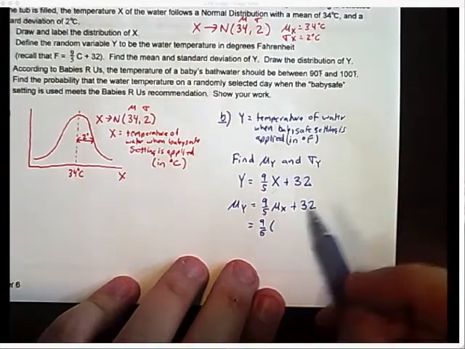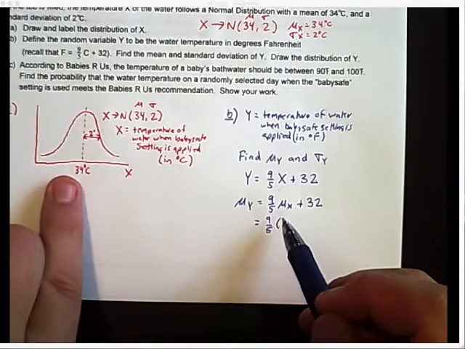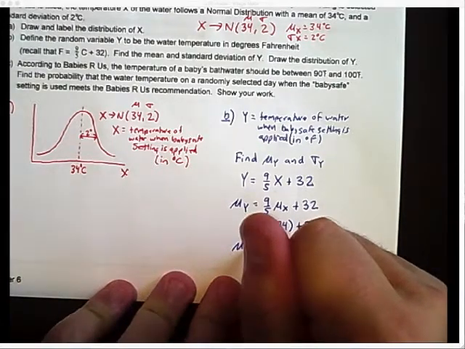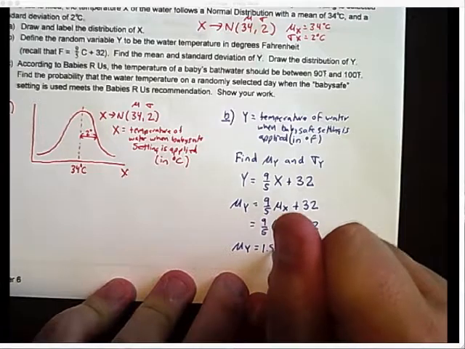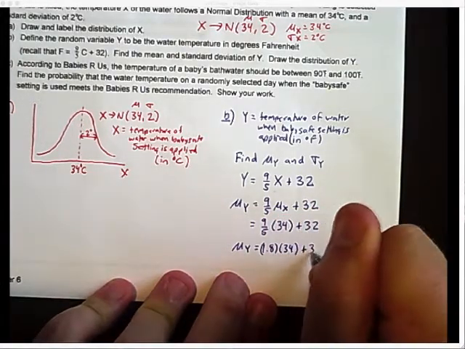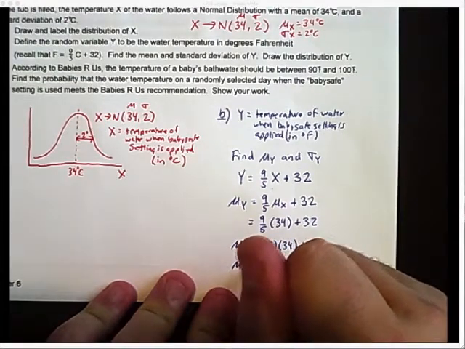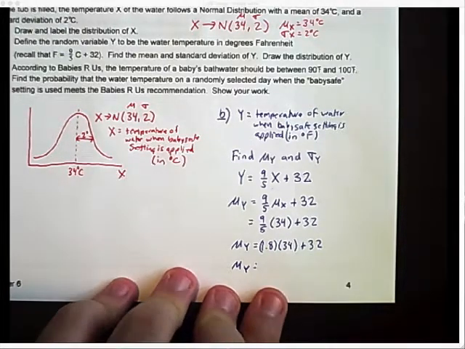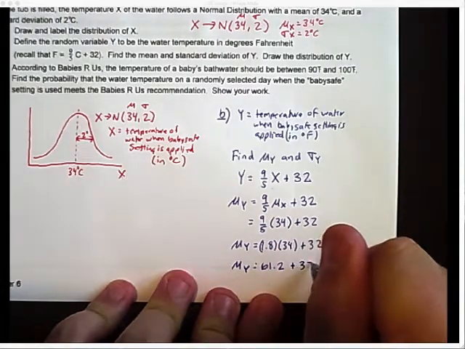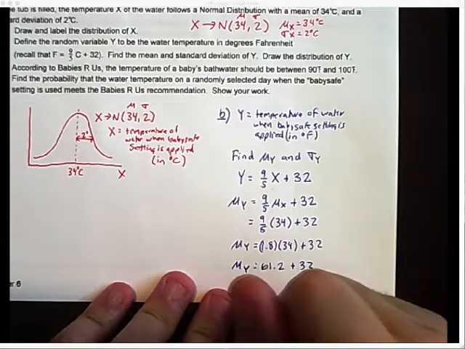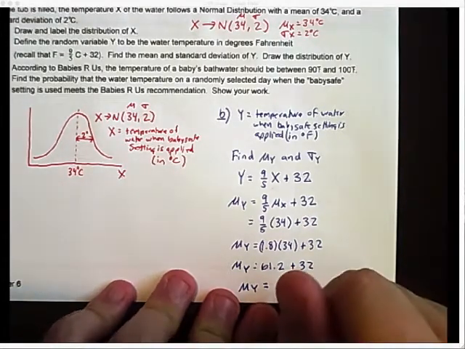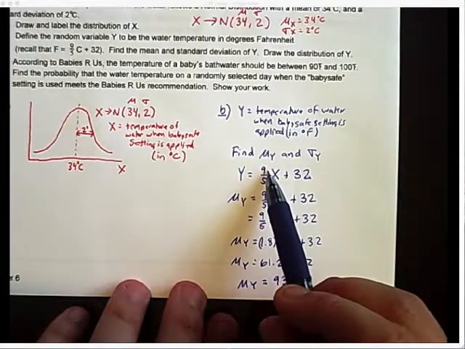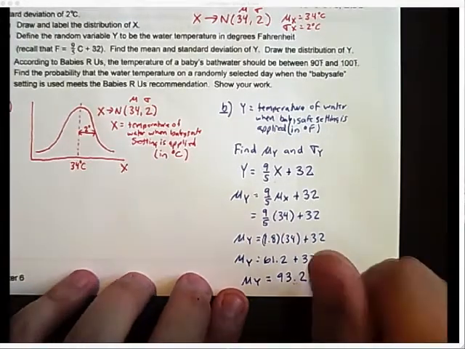So we can actually figure this out. 9/5 times what was the mean of x? It was 34, plus 32. So 9/5 is 1.8 as a decimal times 34 plus 32. So mu sub y, I'm going to do that in the calculator, 1.8 times 34, that's 61.2 plus 32. So the mean of y would be 93.2. So when we're trying to find the new mean, we've got to multiply by the coefficient and add the number. And this would be measured in degrees Fahrenheit.